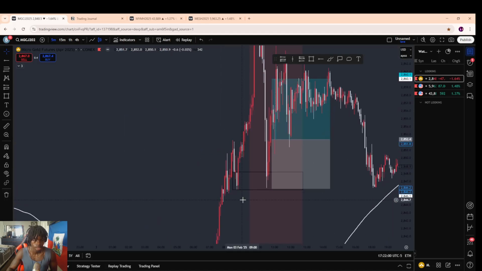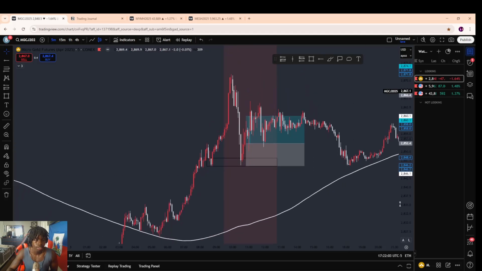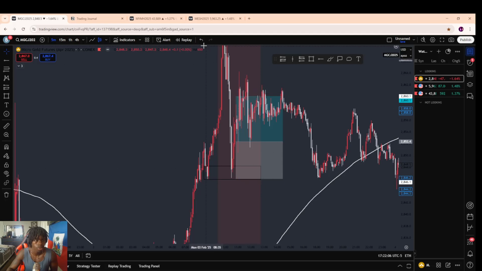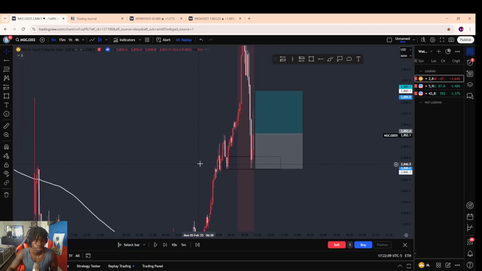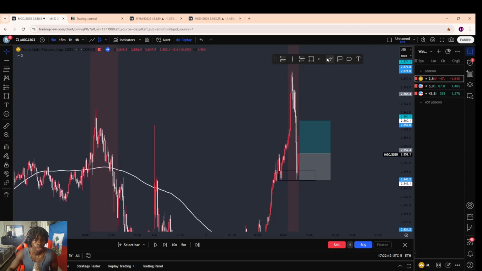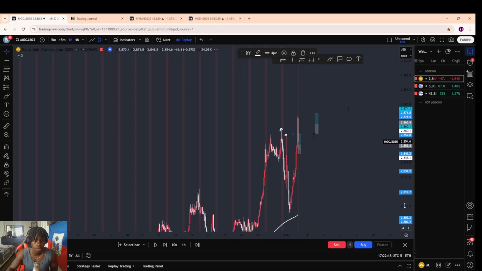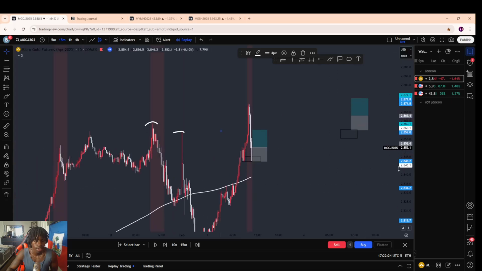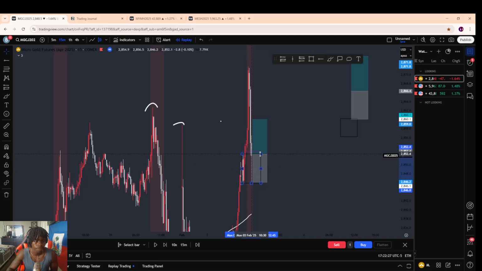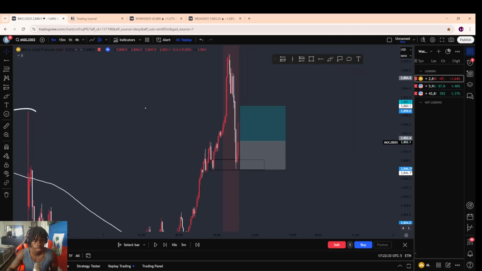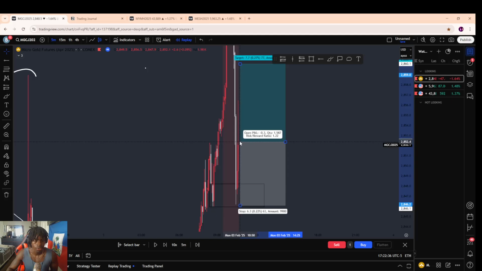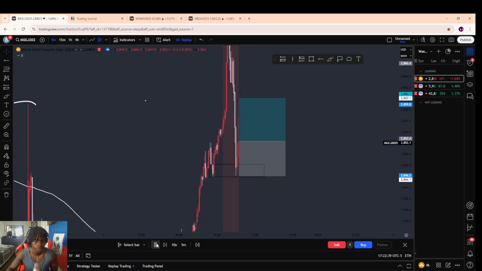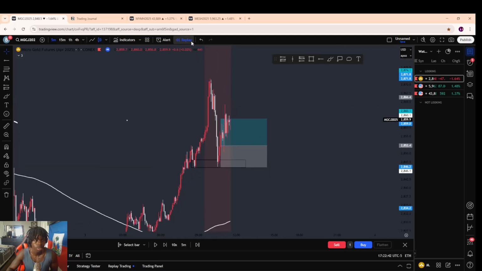On Monday, February 3rd, I took this setup right here. Let's go over it. If we replay this, as you can see, we got a major break of structure right here on the 5-minute. If we go to the 1 hour time frame, we are bullish on the 1 hour. The 15-minute was also bullish, so that's extra confluence right there. I got in right here and went for a 1 to 2, simple, just like that.